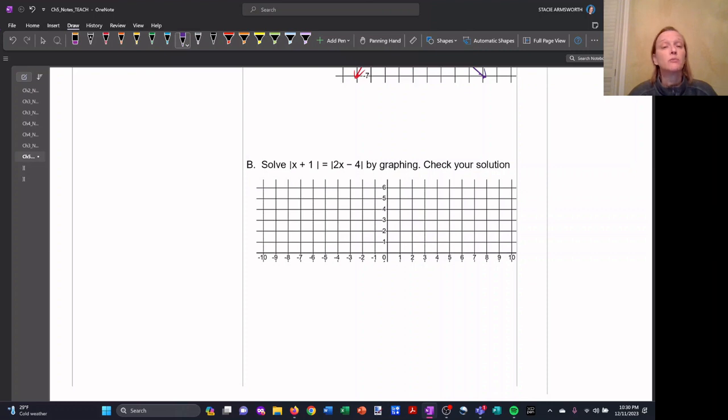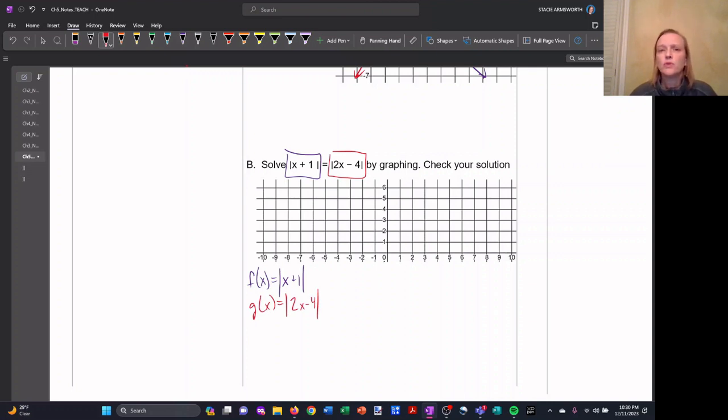So let's look at a more complicated example here and why we might want to use this method. Once again, I'm going to take each side of the equation and make a separate equation out of it. So f of x is going to equal the absolute value of x plus 1. And I'll do the same thing for the right side of the equation. g of x is the absolute value of 2x minus 4.